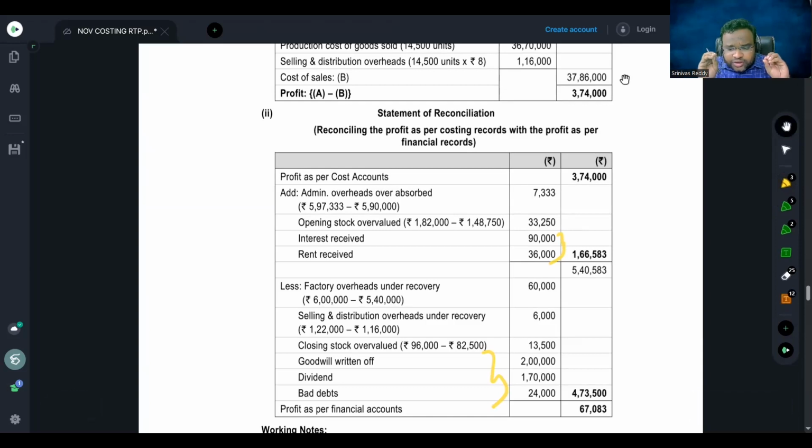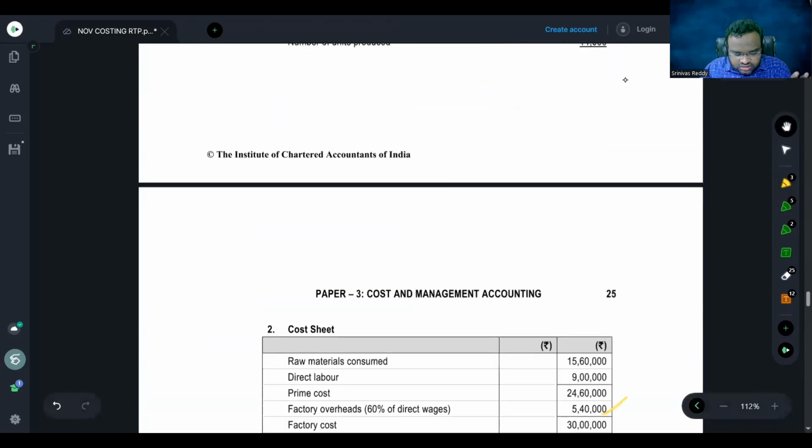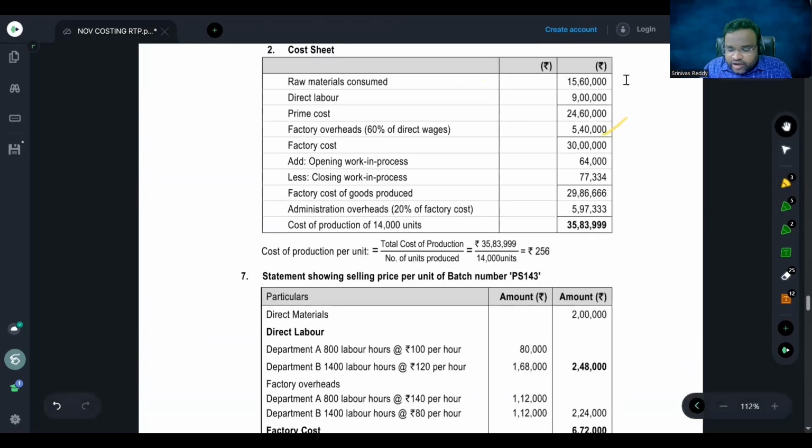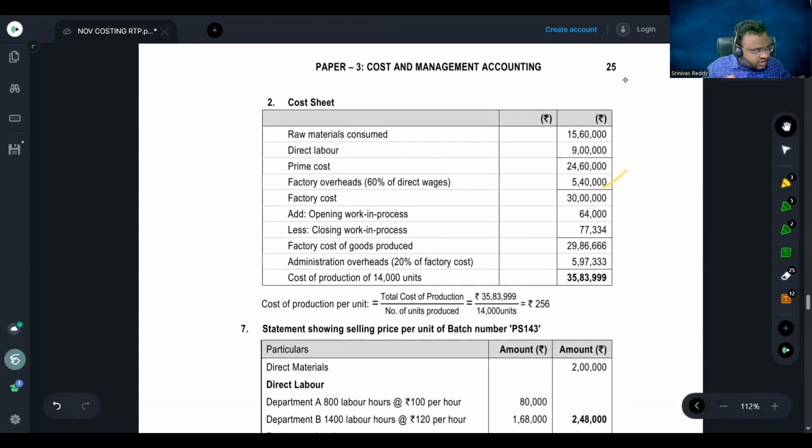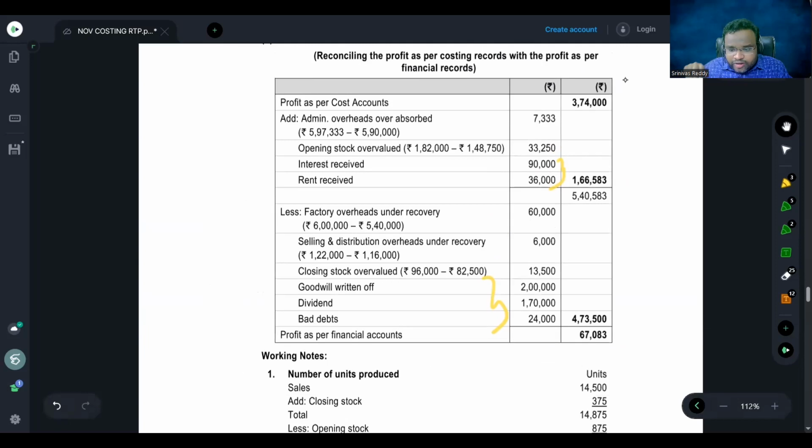Now come to under absorption or over absorption of each item. Admin overheads. How much have I absorbed admin overheads, Amma? I have absorbed 5,97,333, whereas I have spent how much amount of my admin overheads? I spent 5,90,000. That means there is over absorption. Because of over absorption, your cost accounting profit has come down. So I'm increasing my profit to the extent of over absorption, 7,333. Leave opening stock for later. So admin overheads is also covered.